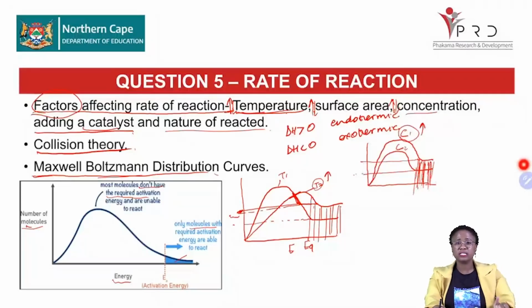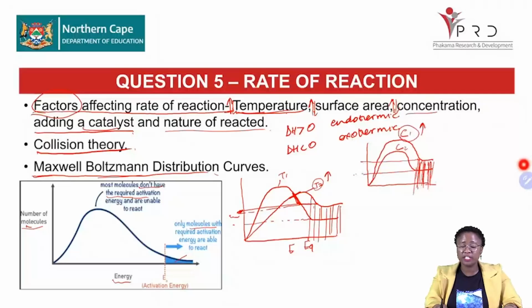Remember, as you increase the concentration, we are increasing the number of solute particles in the solution per unit volume, and then more particles will have energy equal to or higher than the activation energy, and then we'll have more effective collisions per unit time. So the examiner can say, use the collision theory to explain why C1 represents an increase in concentration. All right, very much important.